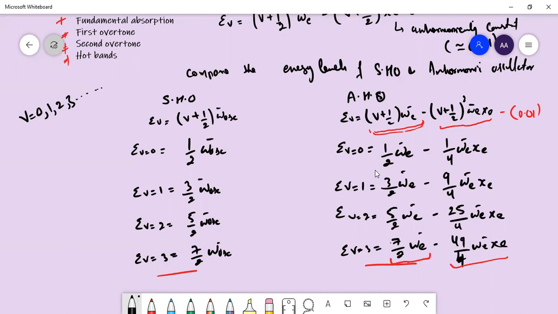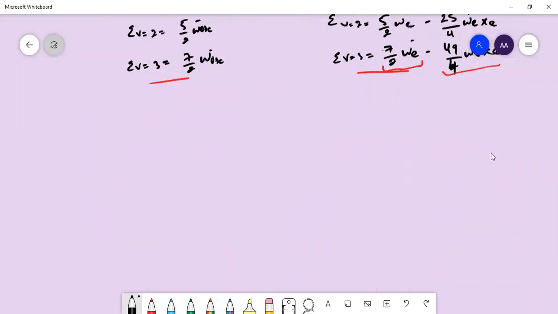So this is a positive term, and our anharmonic constant is also a positive term. So what will happen? As the vibrational quantum number increases, the value of the second term also increases. The effect of this is that the gap between the vibrational energy levels decreases as the vibrational quantum number increases. So we will get an energy level diagram like this.